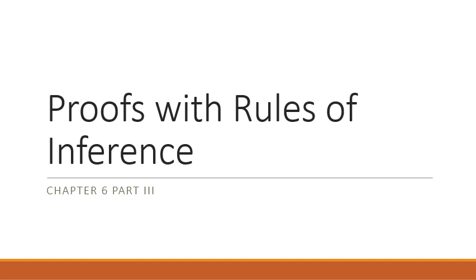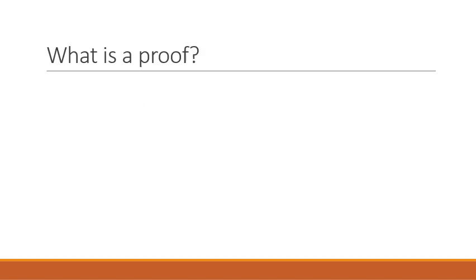Howdy y'all. In this video we're going to talk about the other method of determining validity, which is the proof method or the derivation method. And what we're going to discuss today is how to do these derivations or proofs with the rules of inference. So there's the rules of inference and the rules of replacement. We're going to be talking about the rules of inference.